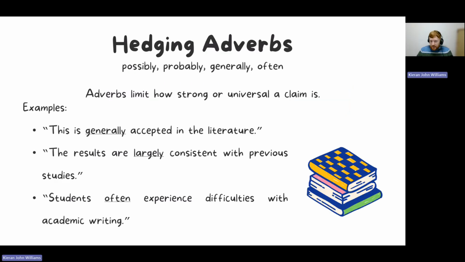Now, the next item we're looking at is hedging adverbs. Hedging adverbs modify how strong or general your statement is. These are adverbs like generally, often, possibly, probably. And like we said, these help to limit your claims. So for example, instead of saying students experience difficulties, you can say that students often experience difficulties. We're not saying that this happens all of the time to all students, but we're saying that it often happens. And this makes your statement more realistic and less absolute.